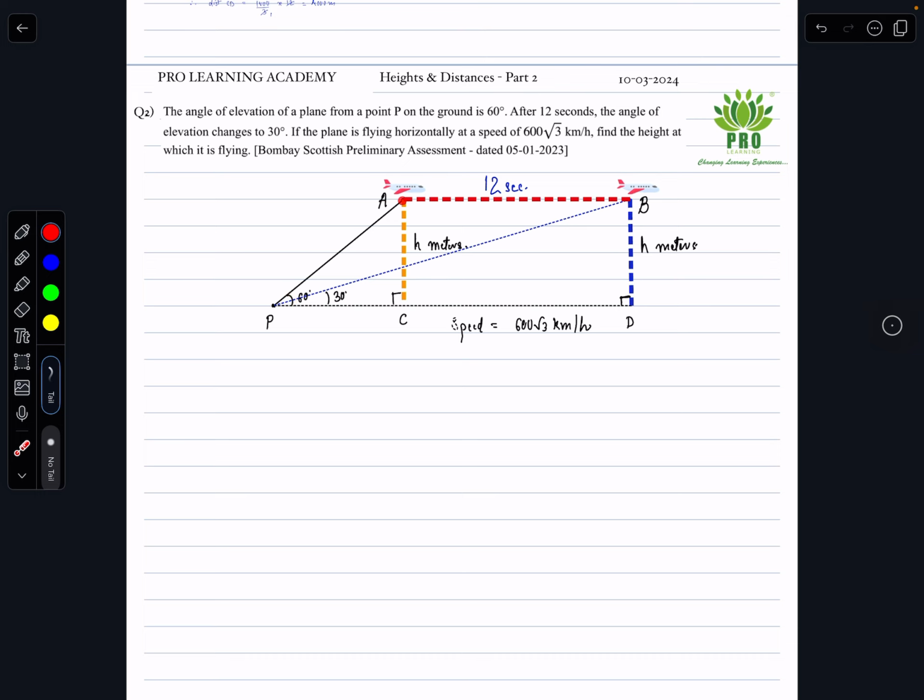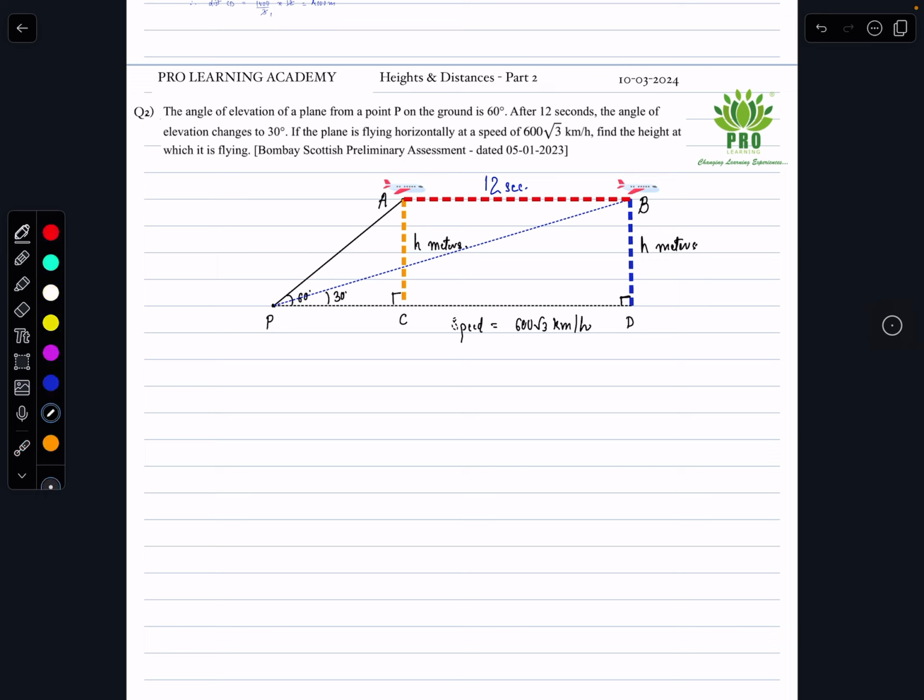So the plane is at point A in the beginning. After 12 seconds, this is the journey that the plane takes. The angle of elevation changes to 30 degrees from the same point, which is point P, the point of observation. So this angle is 30 degrees. If the plane is flying horizontally at a speed of 600 root 3 km per hour, find the height at which it is flying. So we have got two pieces of information here, the speed and the time.